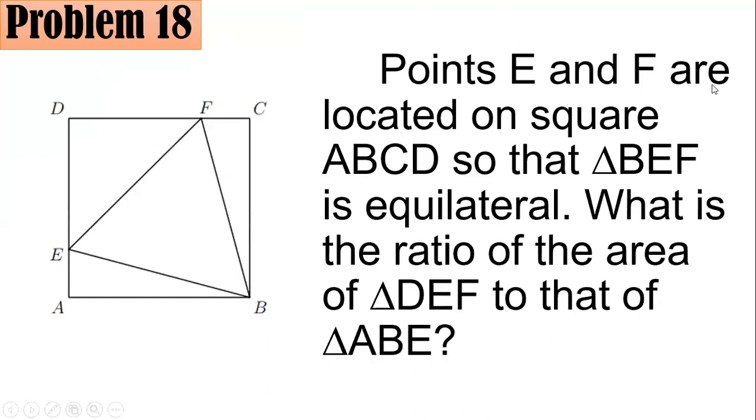Okay, you are given, points E and F are located on square ABCD, so that triangle BEF is equilateral. What is the ratio of the area of triangle DEF, this triangle, to that of triangle ABE?